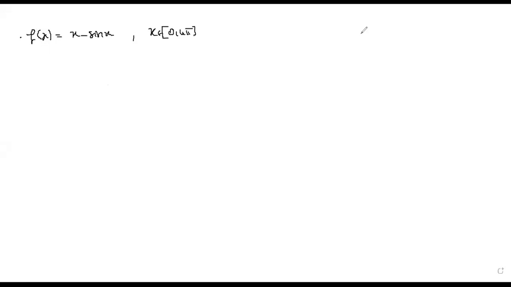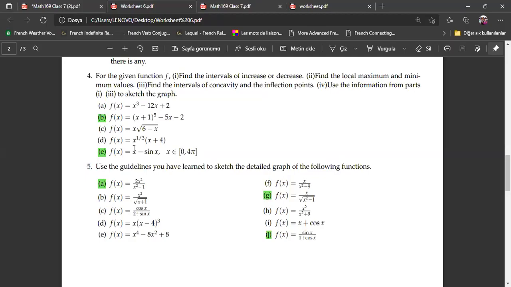Okay, so the question asks only, let's look at the question. Here we're in this part. We will find only the intervals on which the function is increasing and decreasing, and local maximum and minimum points, and the concavity, inflection points, and we will sketch the graph, okay? No vertical asymptote or horizontal asymptote, okay?